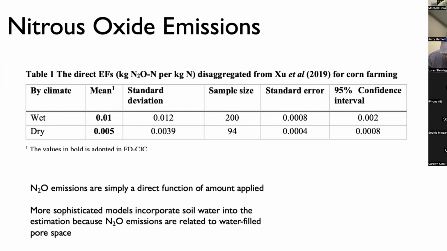It has a lot of asterisks with it in terms of nuances, because when you get into more sophisticated models of how nitrous oxide behaves, you have to incorporate soil water, because nitrous oxide emissions out of the soil, and that's why there's such a big difference between wet and dry, are a direct function of water-filled pore space. So poorly drained soils are going to have more potential for nitrous oxide emissions. Well-drained soils are going to have less. So the 1% goes away when we start looking at the factors involved.